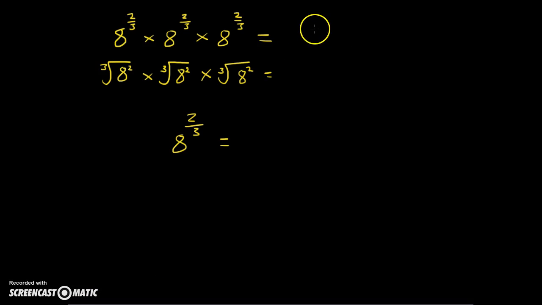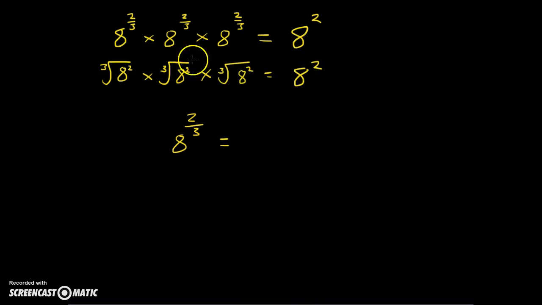Right, a slightly trickier one here. Same idea, multiplying, therefore add the indices. 2/3 plus 2/3 plus 2/3, well that's 6/3, which is the same as 2. So 6 divided by 3 is 2. Another way of getting 8 squared is multiplying together 3 times the cube root of 8 squared. And you can imagine the cube roots cancelling out if you want maybe a better feel for that.